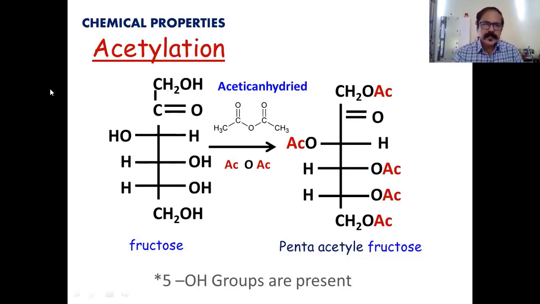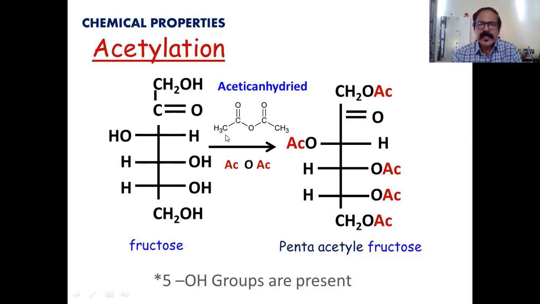Let us see acetylation. Acetylation is nothing but an introduction of an acetyl group. The acetyl group is CH3, C double bond O. This moiety is called acetyl, and we can show it with the short form Ac. So this is acetic anhydride. How is acetic anhydride formed? CH3, C double bond O, OH is acetic acid. When you take two acetic acid molecules and remove water, you get acetic anhydride. So this acetic anhydride can be shown as AcOAc.